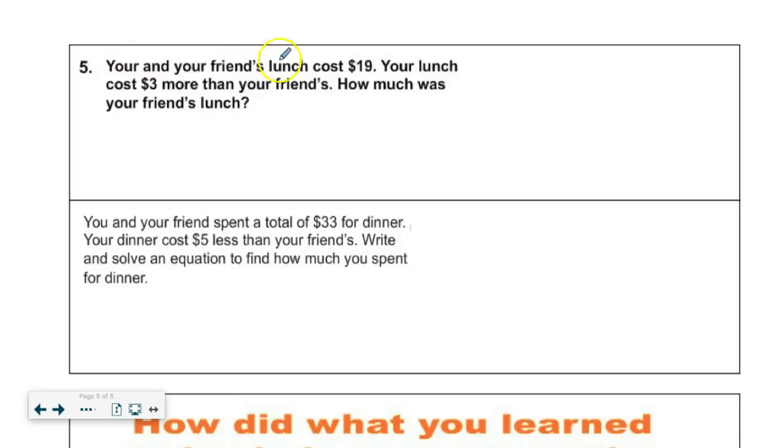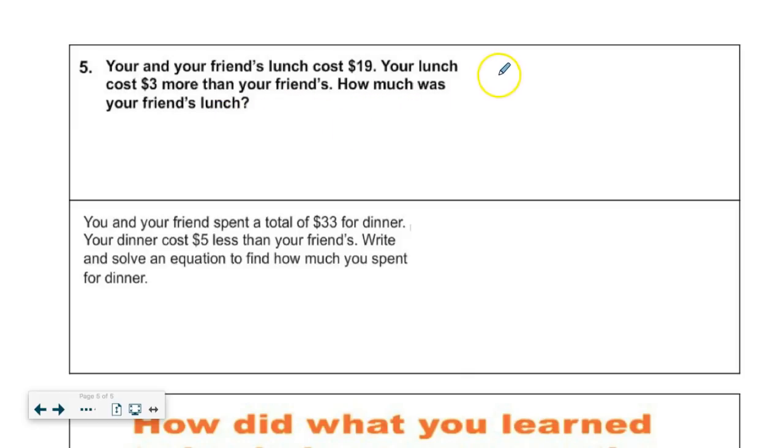Okay, so combined, your lunch cost $3 more than your friend's. How much was your friend's lunch? I don't know how much either lunch costs. I do know that together they were $19, and yours is $3 more than your friend's. How much is your friend's lunch?